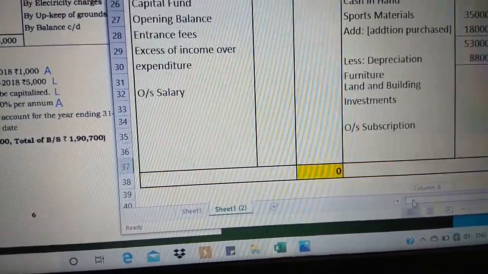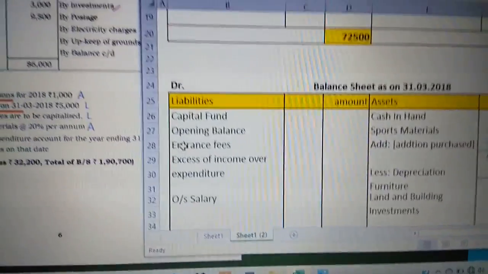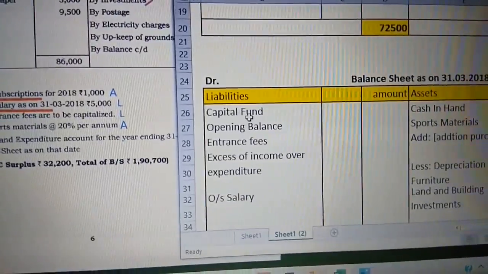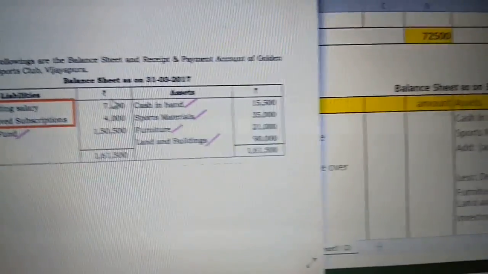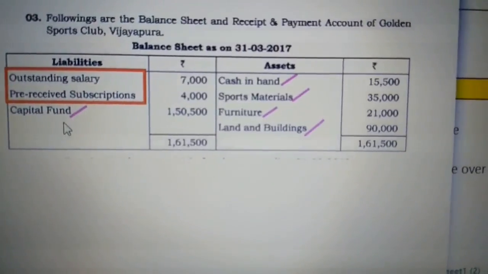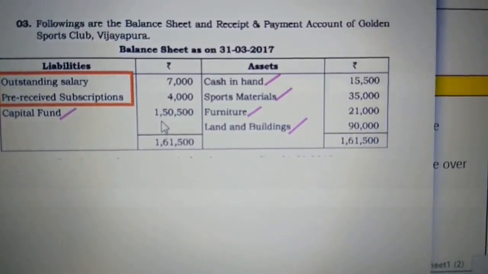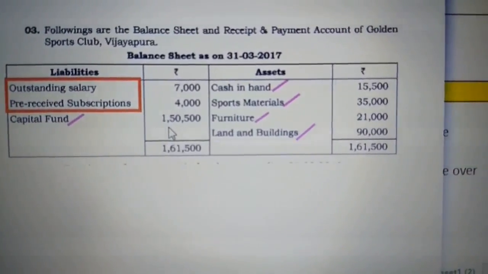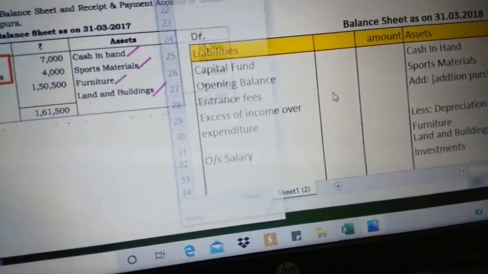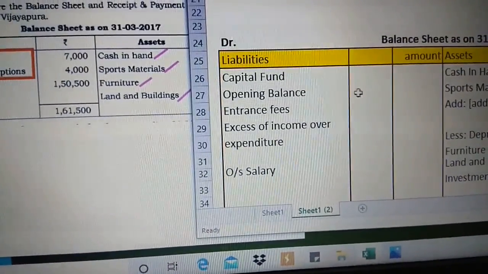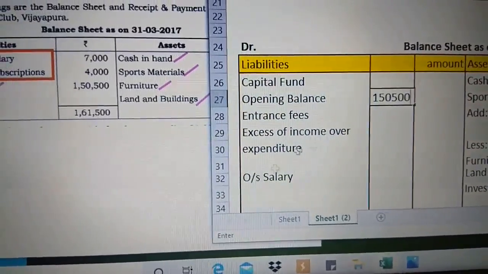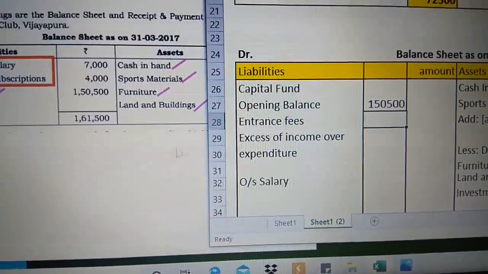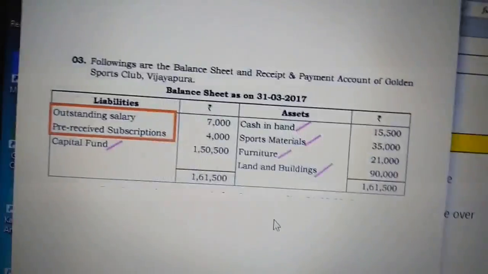Now we have to check whether we are going to get the same on the liability side. Now just observe the liability side. Going for liability, first let us go for the question. Liability side we have only one, that is the opening balance of capital fund, 1,50,500. So I'm going to take it here in the inner column, 1,50,500.